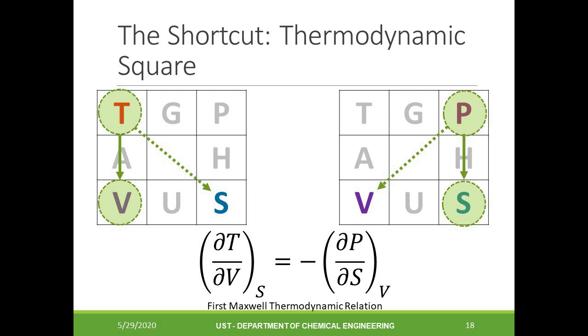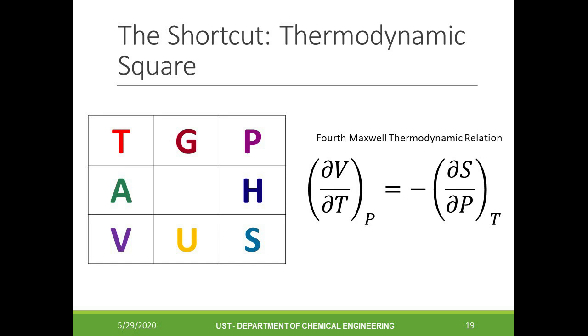Fourth, to find out which function is to be kept constant, we start from the top, or the function where we started, and draw a diagonal opposite line until the corner. Lastly, when P and S come together in a term, we will put a negative sign on that side of the equation. Okay, so I will jump to the fourth Maxwell relation.